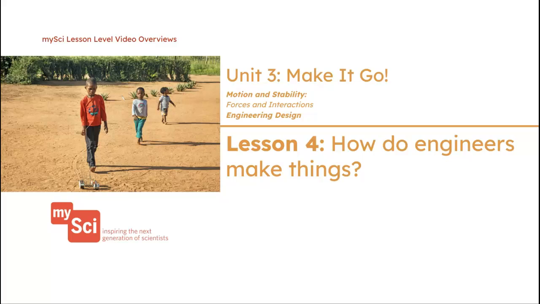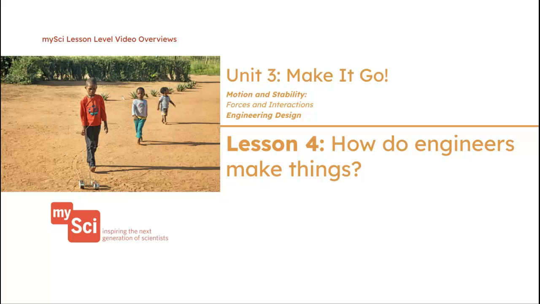Welcome to Lesson 4 in Unit 3, Make It Go. In this lesson, students will work to answer the question, how do engineers make things? In this lesson, students are introduced to the engineering design cycle. They will review their research and based on available materials, create a sketch of the Galimoto they can build.